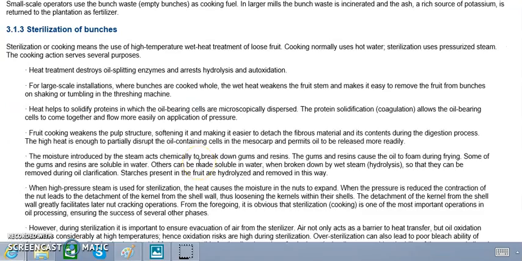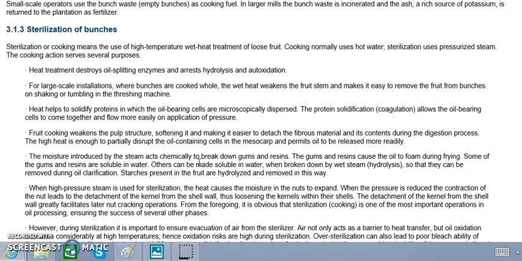So when we talk about sterilization of the bunches, we are really talking about cooking to such a high temperature that, well, the purpose of the cooking is heat treatment to destroy the oil splitting enzymes and to arrest hydrolysis and auto-oxidation. Then for large-scale installations where the bunches are cooked whole, the wet heat weakens the fruit stem and makes it easy to remove the fruit from bunches on shaking or tumbling in the threshing machine. So whether you're using equipment or you're doing it manually, cooking helps anyway.